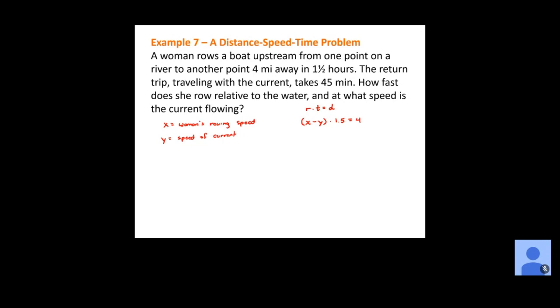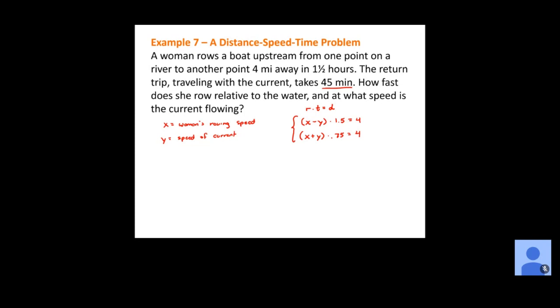Now, the second equation, when she's coming downstream, the current is actually helping her, and it's going to speed her up. So we're going to take her rowing speed plus the speed of the current. That's going to be the rate that she's actually traveling. We're going to multiply that by the time. Notice here we have 45 minutes in the other direction. I need this to all be in the same unit of time. 45 minutes is 3/4 of an hour, so I'm going to use 0.75 here as my time. And then the distance is the same distance of 4 miles. So here is our system this time.